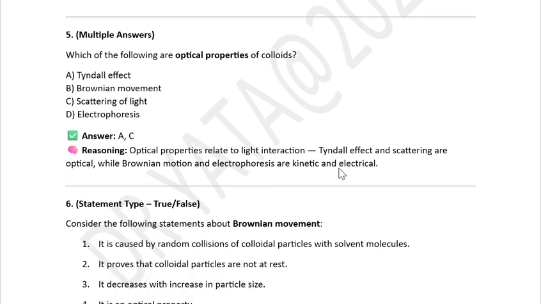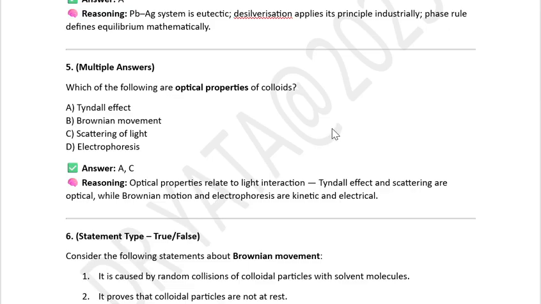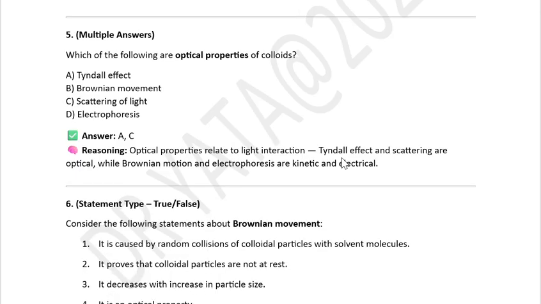And the fifth question: which of the following are optical properties of colloids? There are options. The correct answer is A and C, Tyndall effect and scattering of light. The reason: optical properties relate to light interaction. Tyndall effect and scattering are optical, while Brownian motion and electrophoresis are kinetic and electrical properties. So A and C is the right answer.